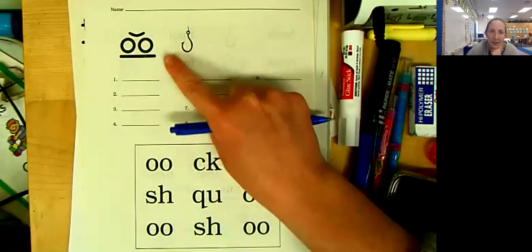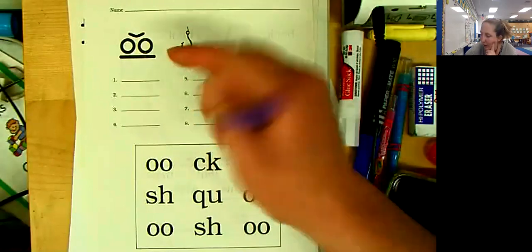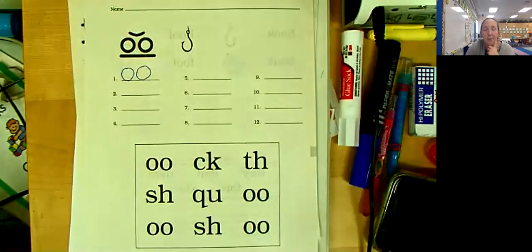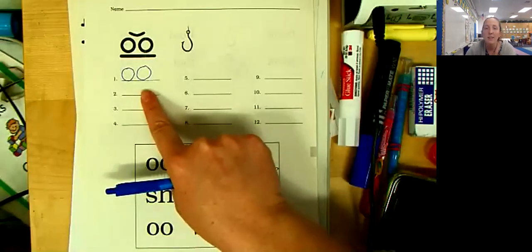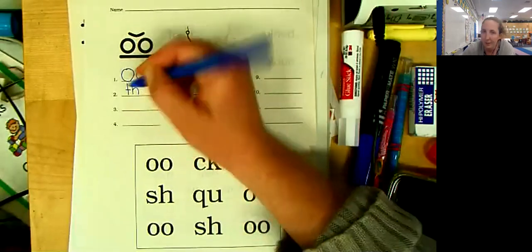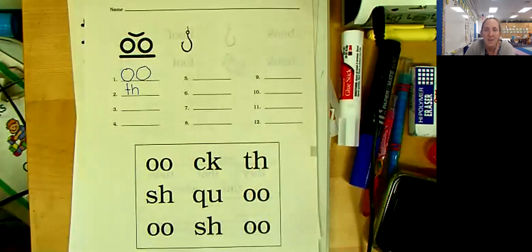Okay, so next to number 1, let's write the digraph that says ugh. That's the OO we've been working on. Last week's TH sound technically makes two sounds too, remember? There's the one where you can put your hand on your throat and make it vibrate, like in feather, and then there's also the one where your hand doesn't vibrate, like in Thursday. So let's write the one that says like feather. Now let's write the one that says like Thursday.